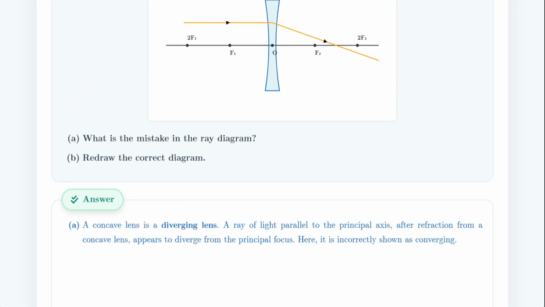The mistake is that a concave lens is a diverging lens. According to the rules of refraction, a ray traveling parallel to the principal axis should diverge outwards. But here, it is incorrectly shown as converging.